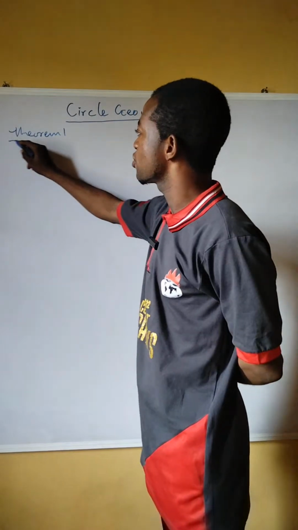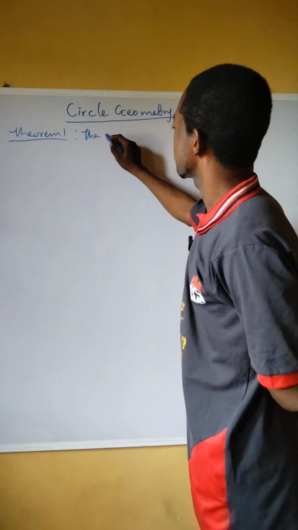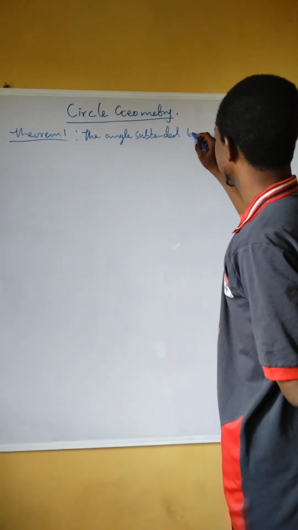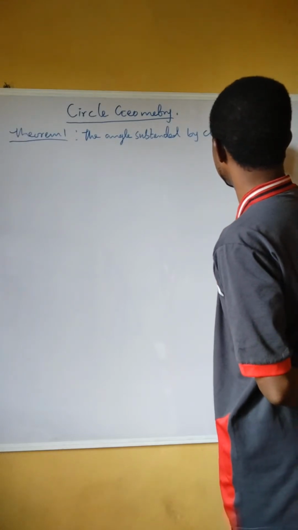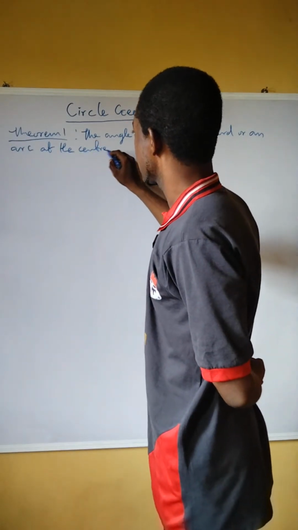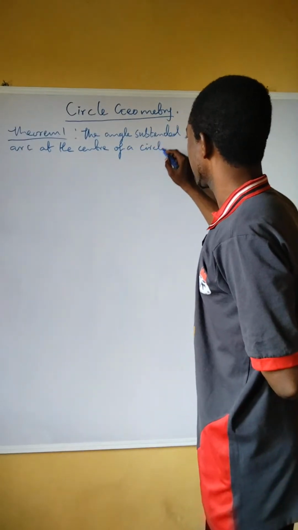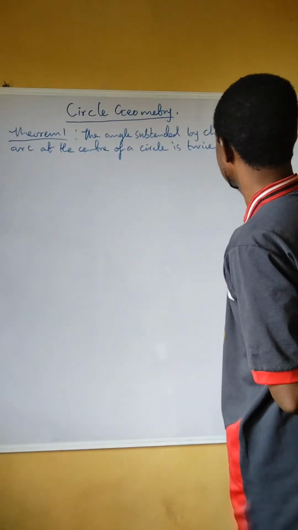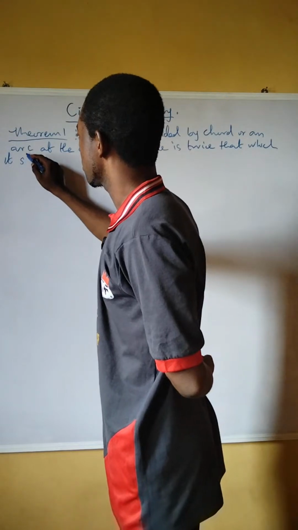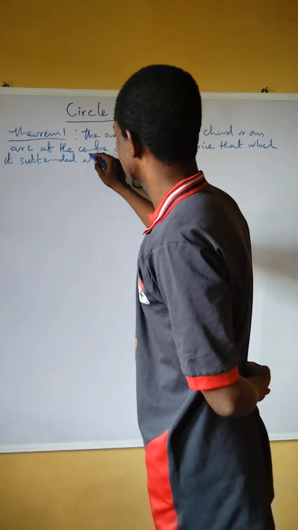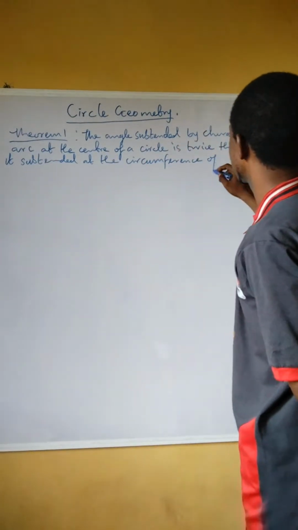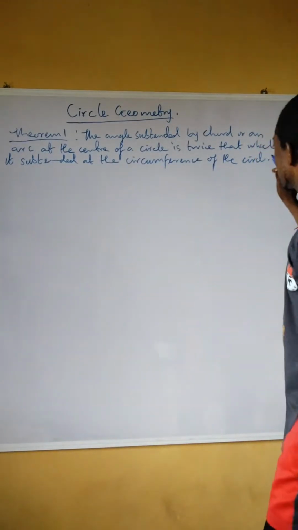The first theorem, theorem 1, says the angle subtended by a chord or an arc at the center of a circle is twice that which is subtended at the circumference of the circle. So this is the first theorem on which all other theorems hang around.